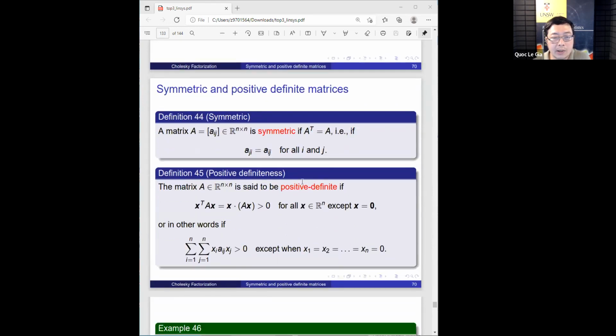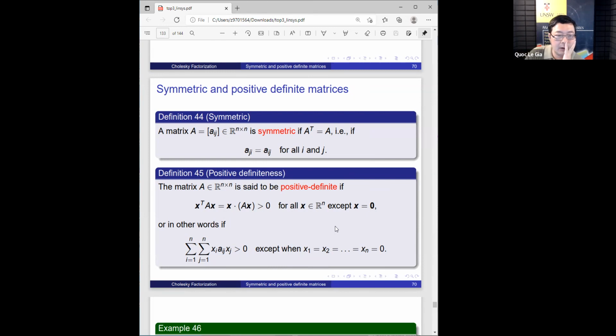A matrix is positive definite if you take any vector x and compute x transpose A x, then it's positive, except when x is the zero vector. If you expand this, it can be written as a double sum, x_i a_ij x_j, greater than 0. So this equals 0 only when you have a zero vector.